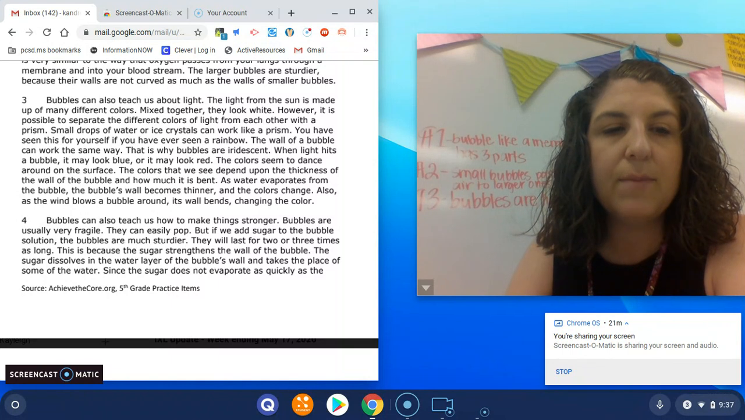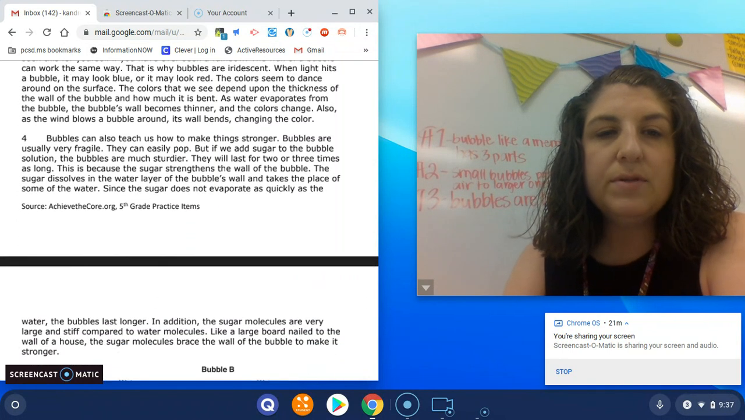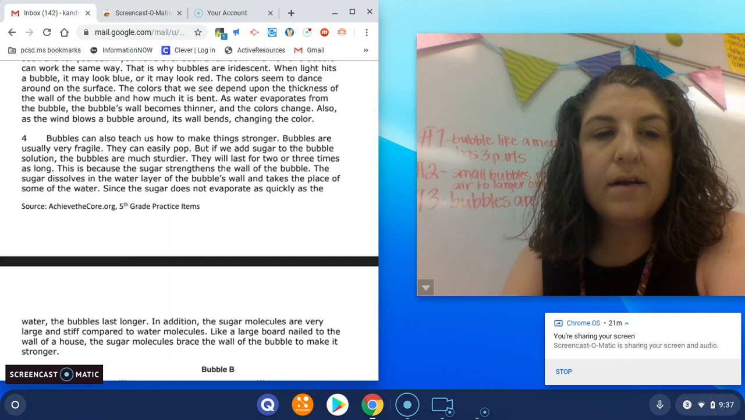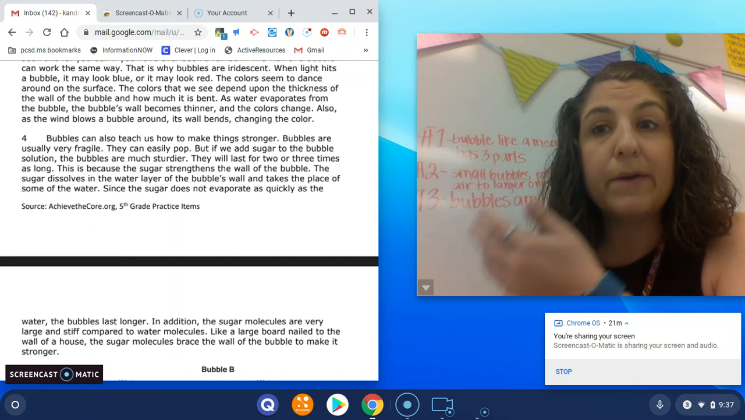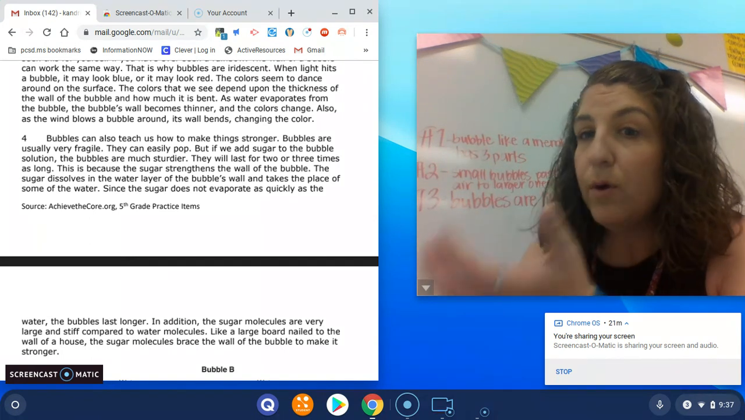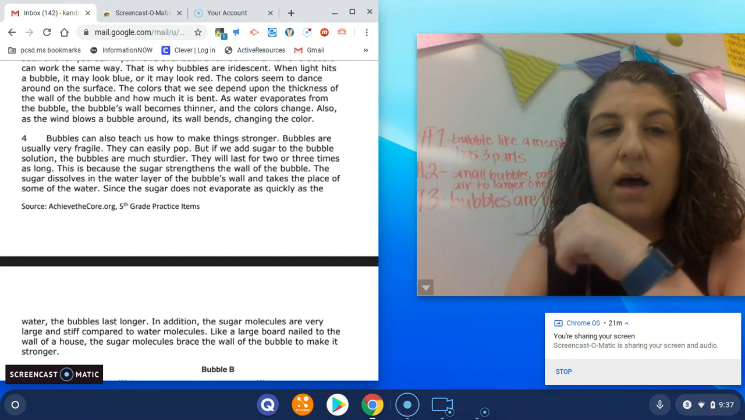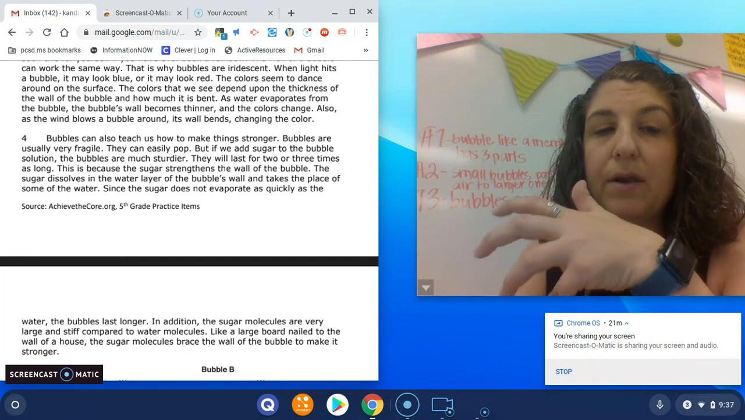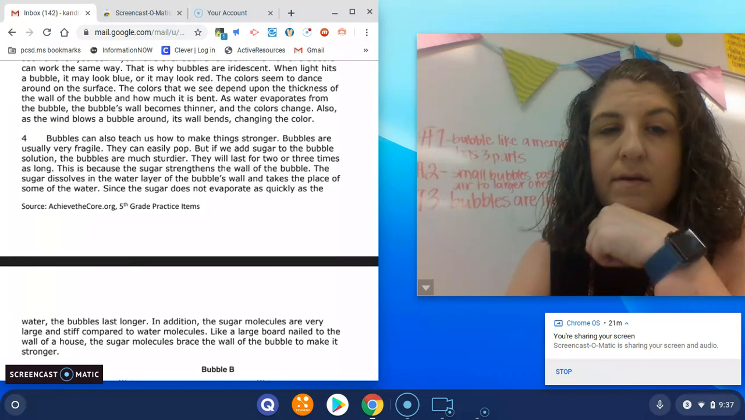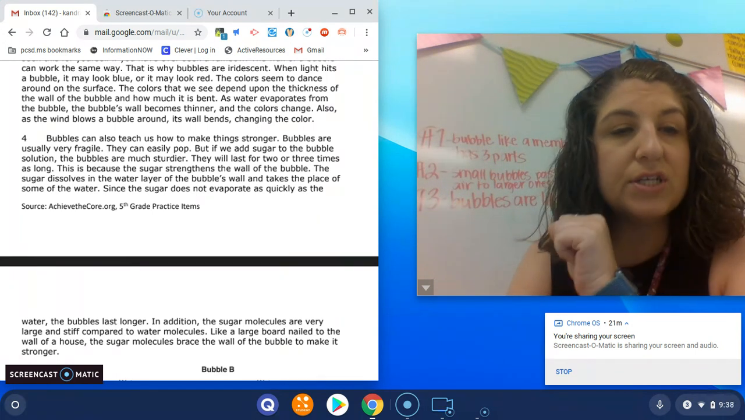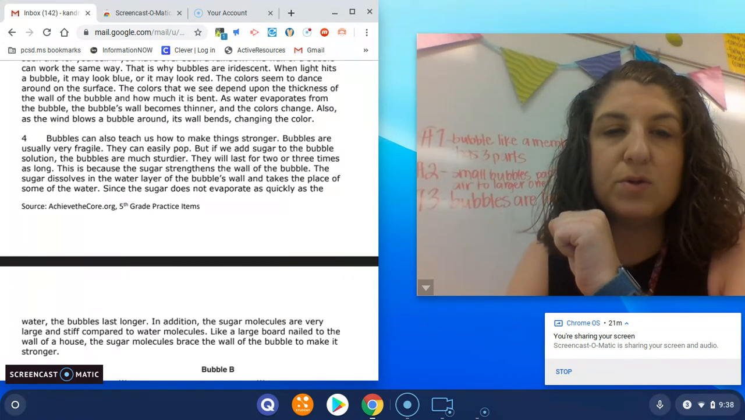So let's look at paragraph 4. Bubbles can also teach us how to make things stronger. Bubbles are usually very fragile. Like we discussed, bubbles don't last forever. You can't hold them in your hand, you can't keep them. So fragile means easily broken or damaged. They can easily pop, but if we add sugar to the bubble solution, the bubbles are much sturdier. They will last for 2 or 3 times as long.